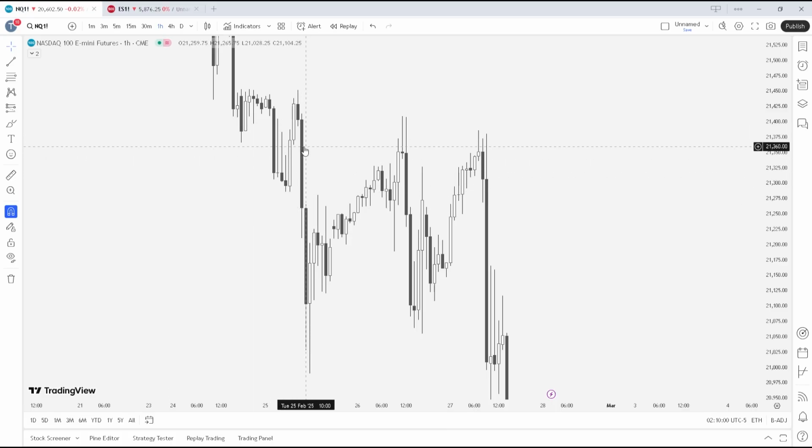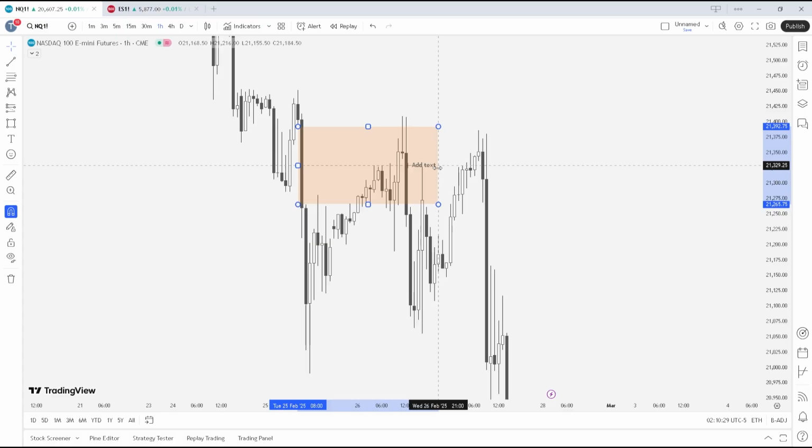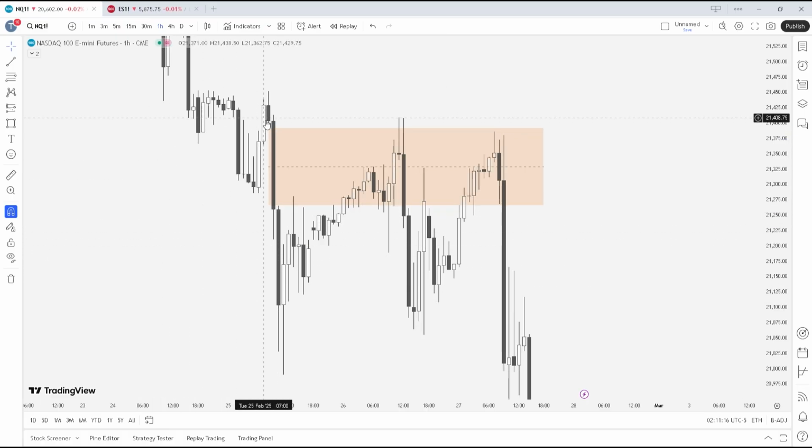When you use liquidity voids to frame a bias, or to understand where price wants to go, you would expect these liquidity voids to get filled, or at least rebalance to around 50% of the range. So if we draw this out, we have the liquidity void right here. And what do we get? On the way down, we make this liquidity void.